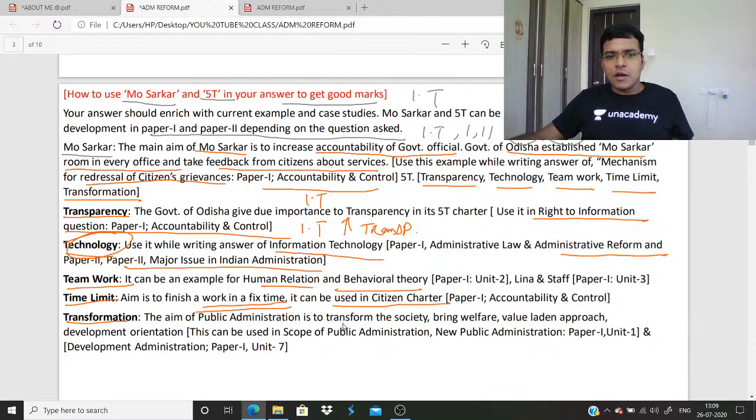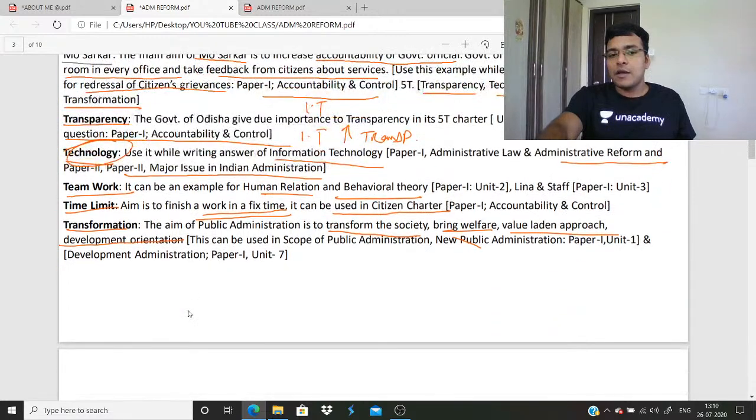So the main aim of public administration is to transform the society. You can write this example while writing an answer of paper 1, unit 1, meaning and scope of public administration. Clear? The main aim of public administration is transformation from an undesirable state of affairs to a desirable state of affairs. So this way you can use the concept of Mo Sarkar and 5T in your every answer. It is aimed to bring a welfare state, value-laden approach, development orientation. Okay, in this way you can use 5T in your answer, which will be very beneficial and an enrichment.